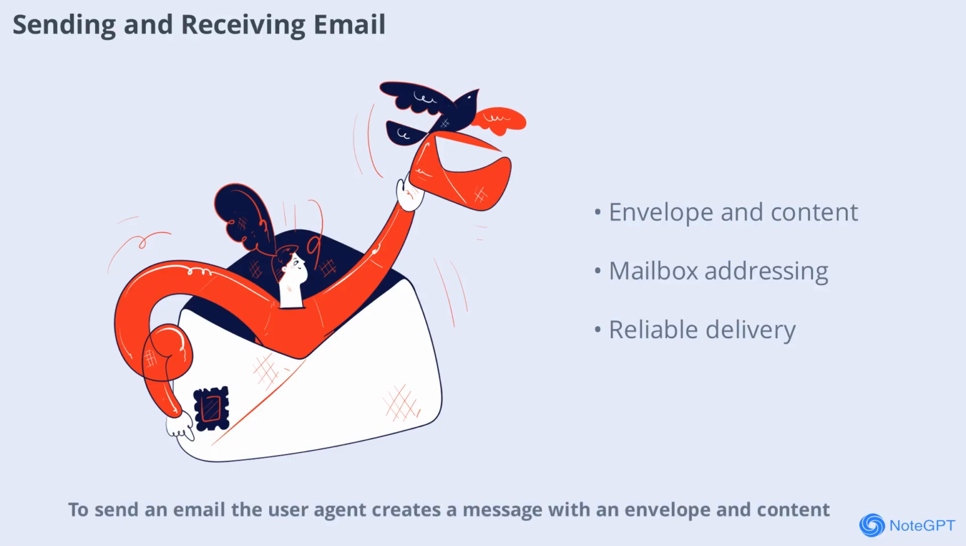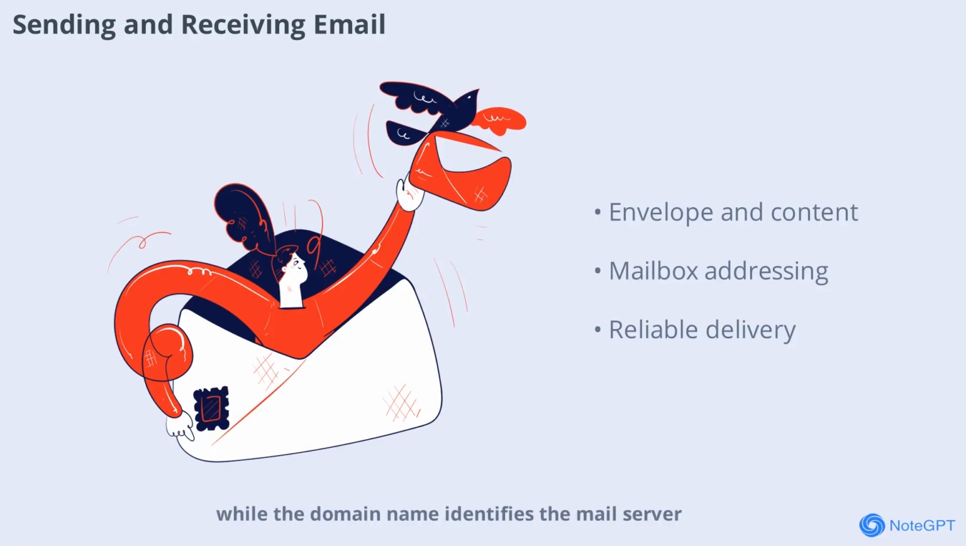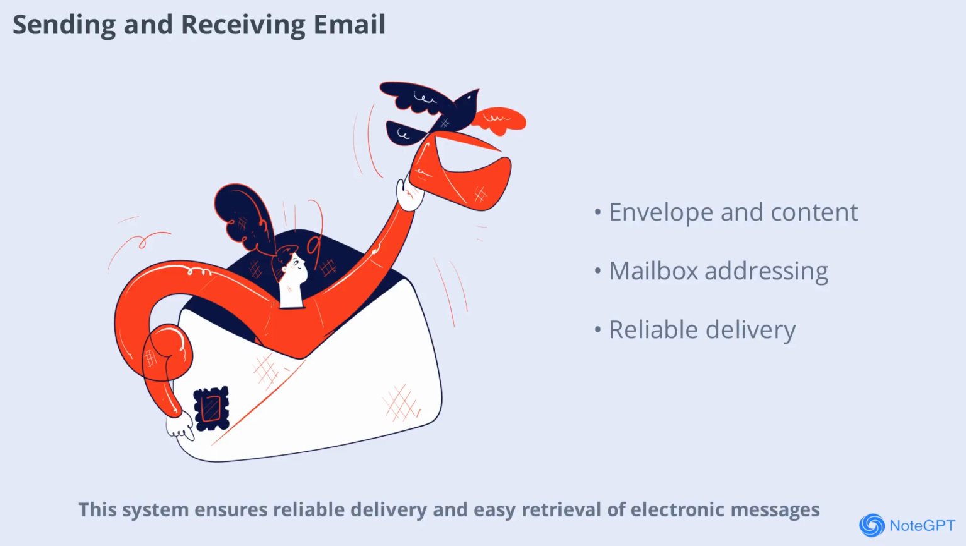To send an email, the user agent creates a message with an envelope and content. The local part of the address specifies the user's mailbox, while the domain name identifies the mail server. Emails are stored in the inbox until read and in the outbox until deleted. This system ensures reliable delivery and easy retrieval of electronic messages.